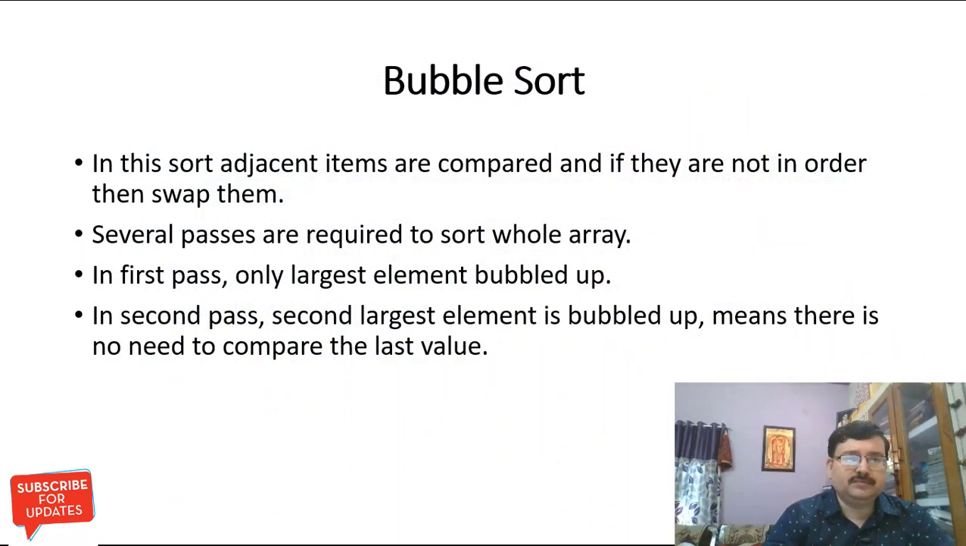In bubble sort, adjacent items are compared. If they are not in order, then swap them. Several passes are required to sort the whole array. In the first pass, only the largest element is bubbled up. In the second pass, the second largest element, and so on. And finally, there is no need to compare the last element, as it will automatically be in its position.